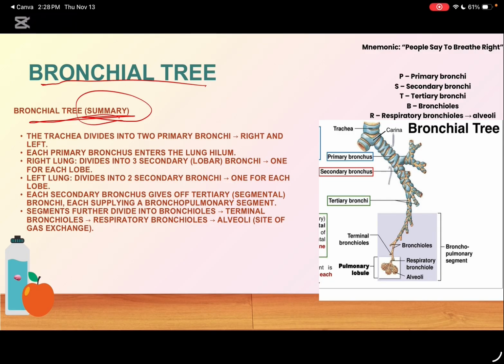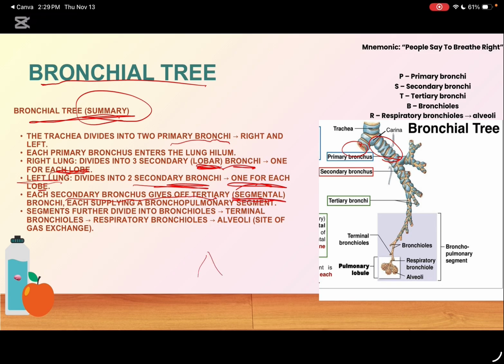The trachea divides into 2 primary bronchi, one here and the other one here. It divides into left and right main bronchi, or primary bronchi. Each primary bronchus enters what? The lung hilum. The right lung divides into 3 secondary, or lobar, bronchi, 1 for each lobe, while the left lung divides into 2 secondary bronchi, again 1 for each lobe. Each secondary bronchus gives off segmental bronchi.